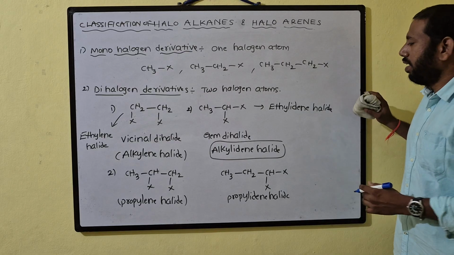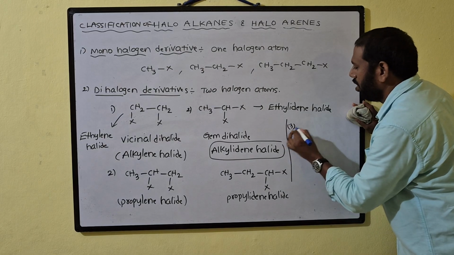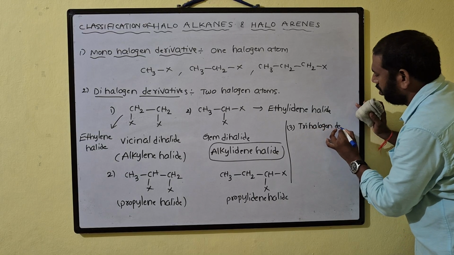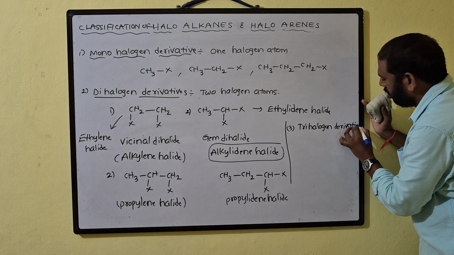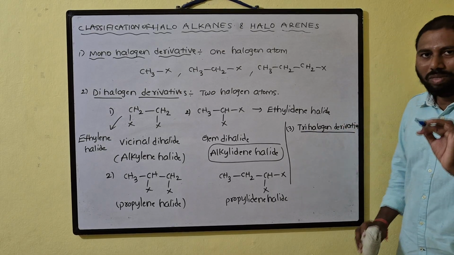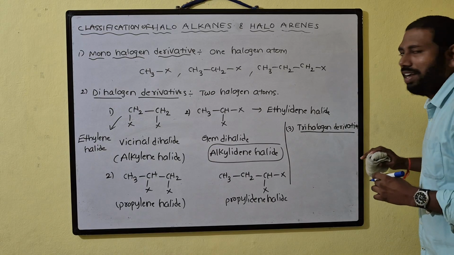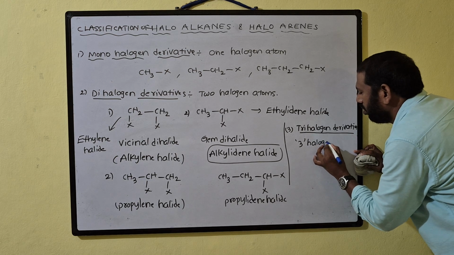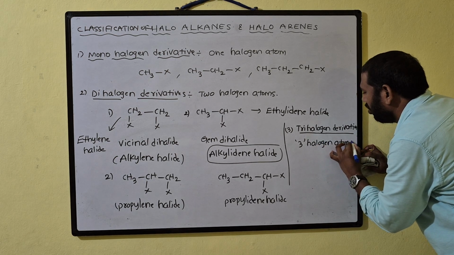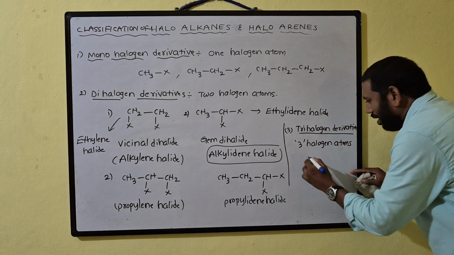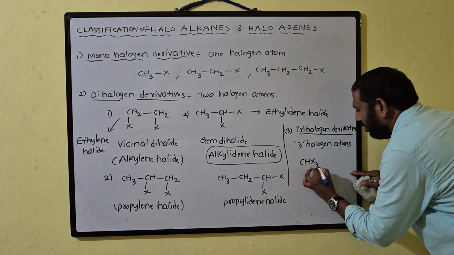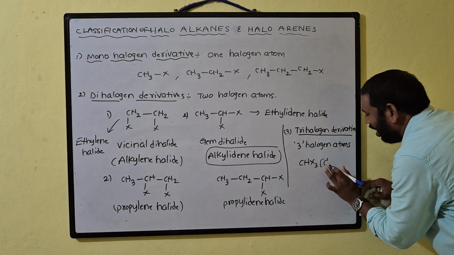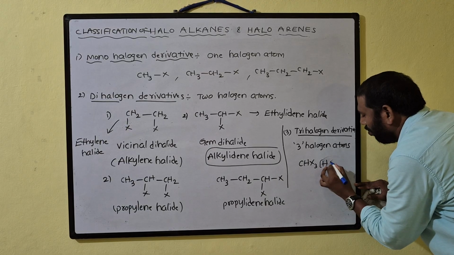Now coming to trihalogen derivatives, the third one. If the compound contains three halogen atoms, that is called a trihalogen derivative. For example, CHX3. This compound contains three halogen atoms. Generally, it is called haloform.